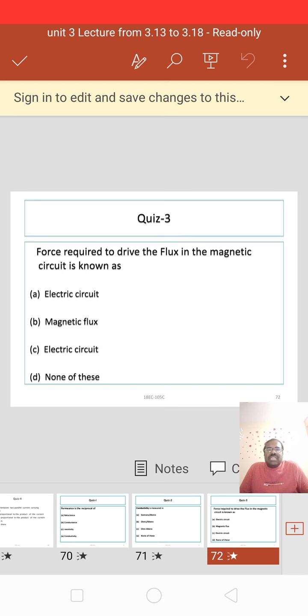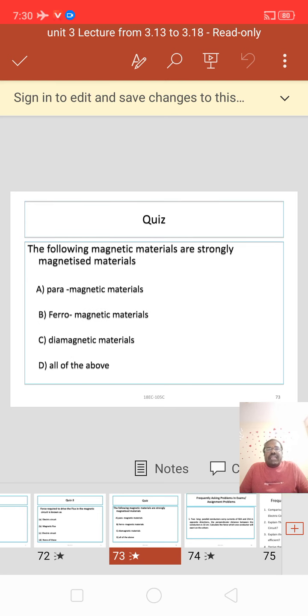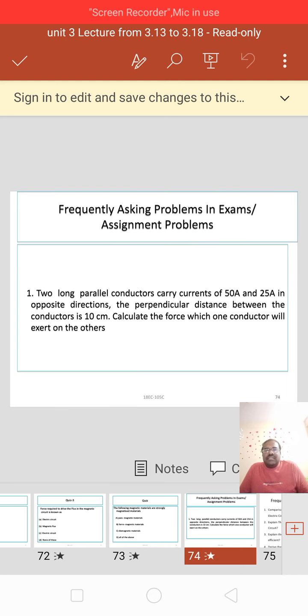Next, the force required to drive the flux in the magnetic circuit is: A, electric circuit; B, magnetic flux; C, electric circuit; D, none of this. That is magnetic flux, B. Next, the following magnetic materials are strongly magnetized materials: paramagnetic, ferromagnetic, diamagnetic, all of the above. Answer is B, ferromagnetic materials.